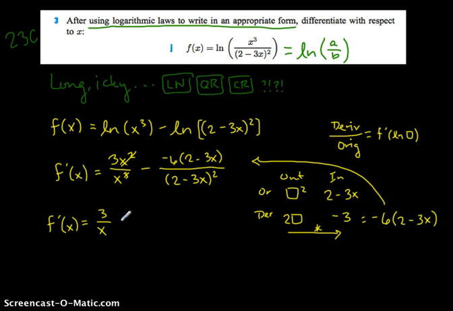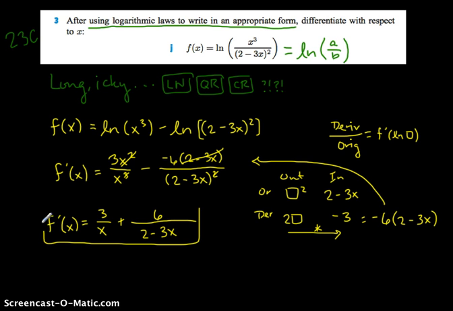Good. And then for this next part, I've got 2 minus 3x in the numerator. I have 2 minus 3x squared in the denominator. Well, take out one from each, like so. And then that leaves me with minus negative 6, which makes us positive. And then I've got 6 in my numerator, and I've got 2 minus 3x in my denominator. And at that point, we're done.